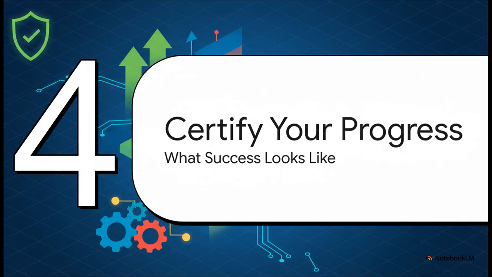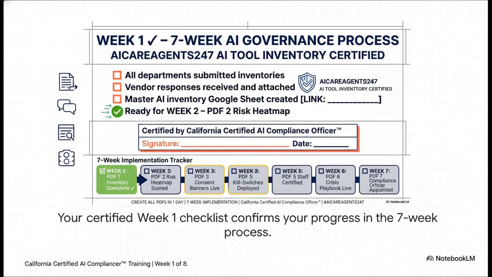All right, let's move into our final section for this module, certifying your Week 1 progress. It's so important to document what you've accomplished and to really understand the payoff for all this foundational work. This is what success looks like for Week 1. This certified checklist confirms your progress. Have all your departments submitted their inventories? Have you received and attached those vendor responses? Did you create the master inventory sheet? Completing these steps means you are officially 100% ready for Week 2.